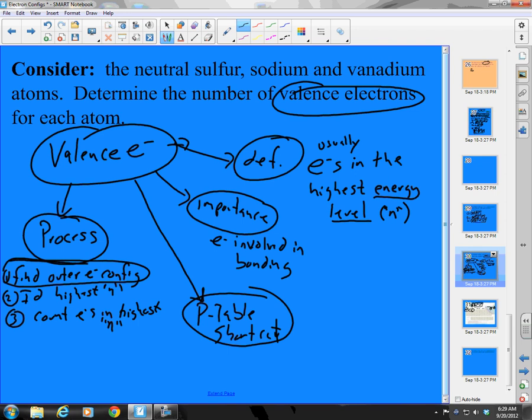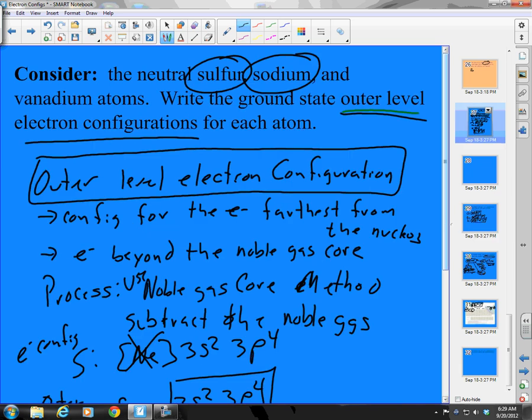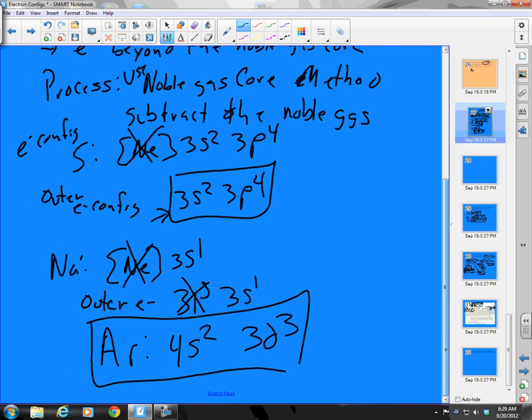Let's go back to right here. We already did our work on sulfur, right? Here's sulfur. We found the outer electrons for sulfur right here.